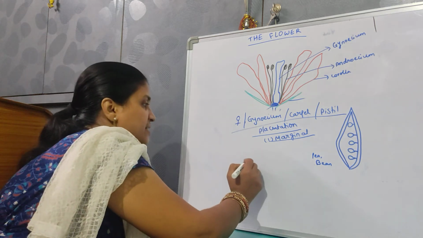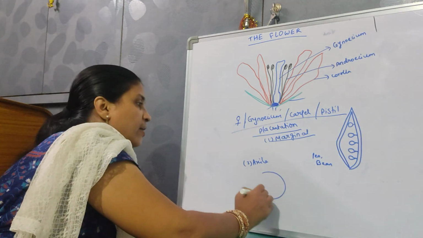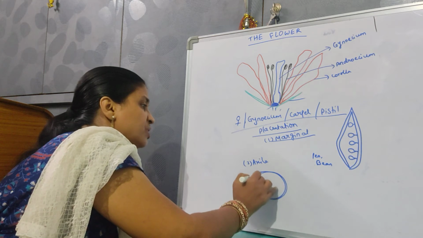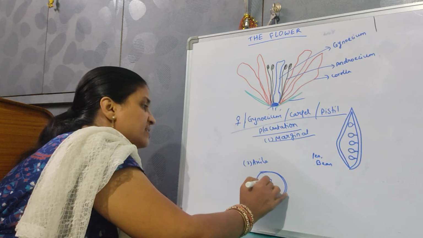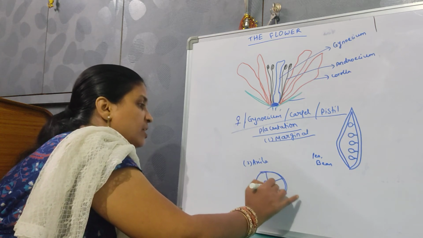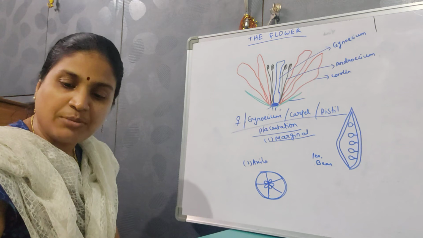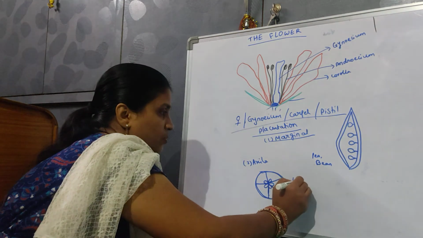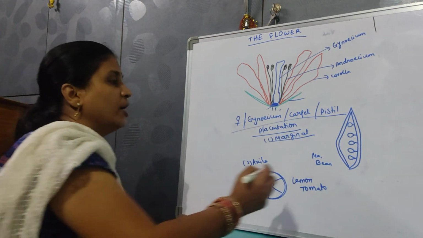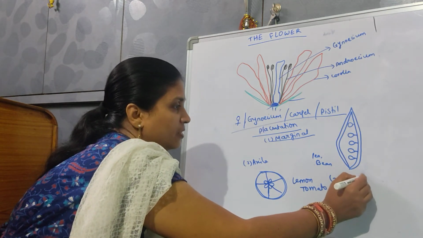Second one is axial placentation, where the ovary will be present and a central axis will be present. On the central axis, the ovules will be attached, and it is a multilocular ovary, meaning many locules are present. This is axial placentation. It can be seen in lemon and tomato.